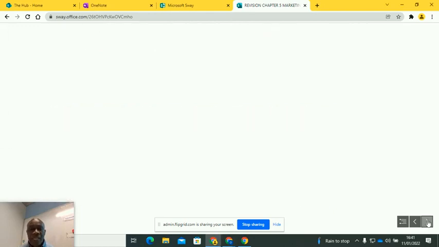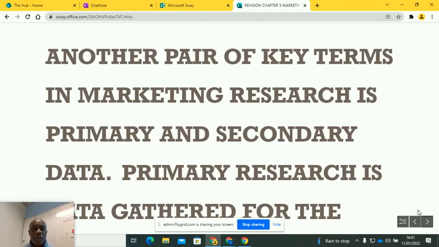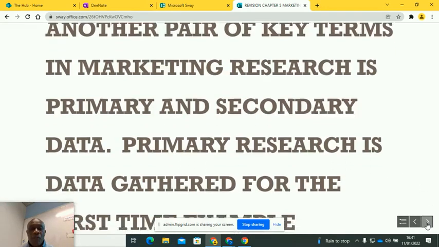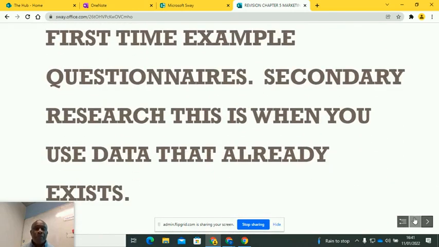That takes us to the next section, which you should know: primary and secondary. Primary research is data gathered for the first time, such as questionnaires. Secondary research is when you use data that already exists. So that's secondhand research. It already exists, and then you maybe go on the internet and you gather that research.